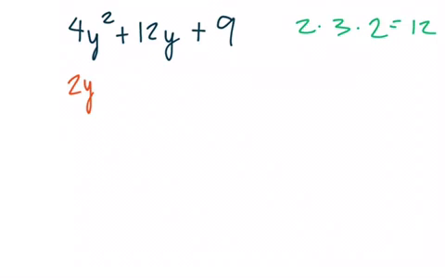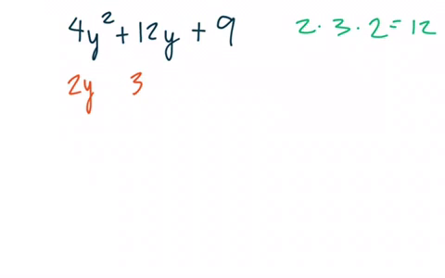So we're good to go. We've got the first term and last term as perfect squares, and the product of the square roots times 2 is 12. Okay, moving on. Once again, we take the square root of the first term, which is 2y, and the square root of the last term, which is 3.